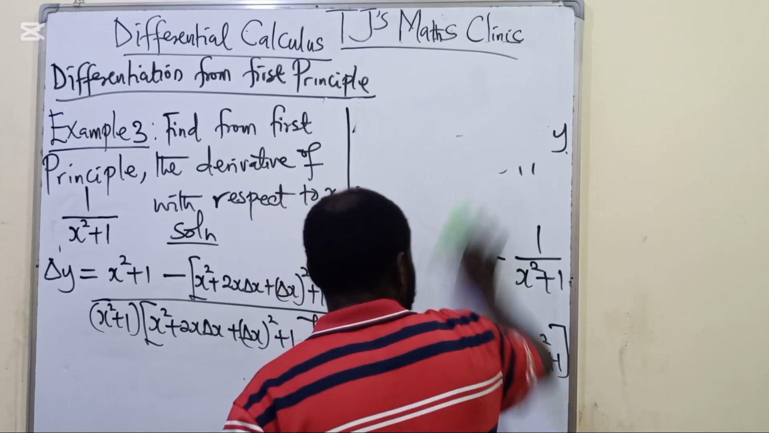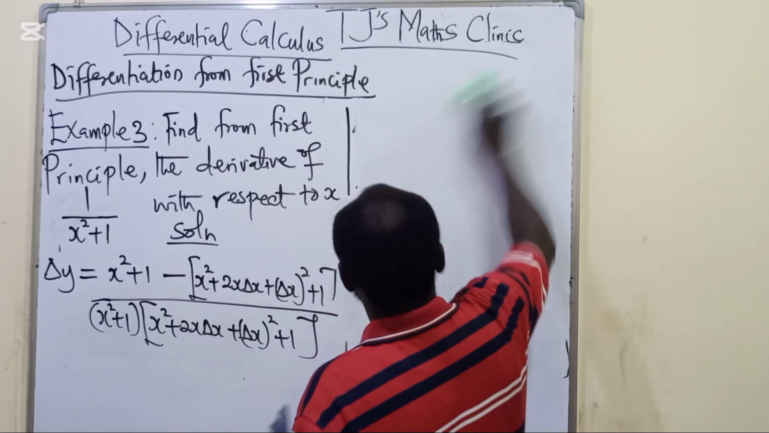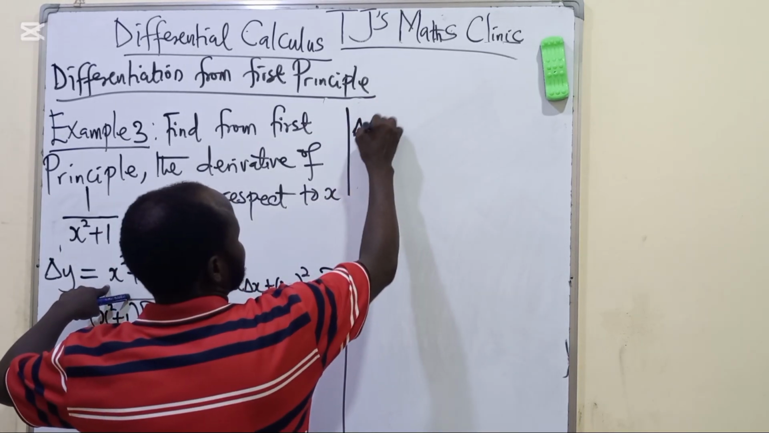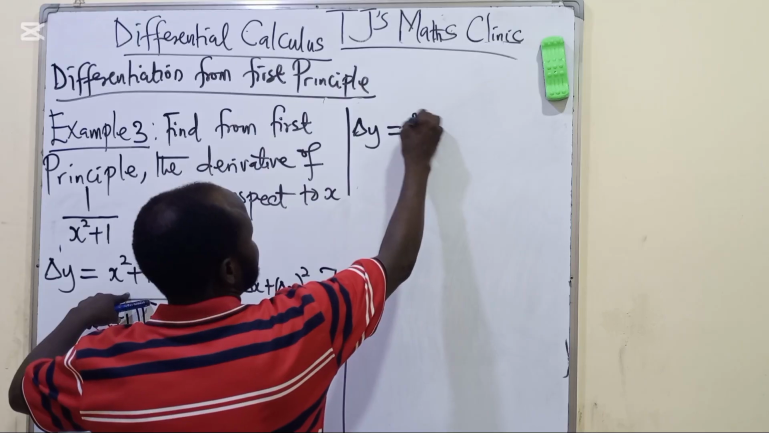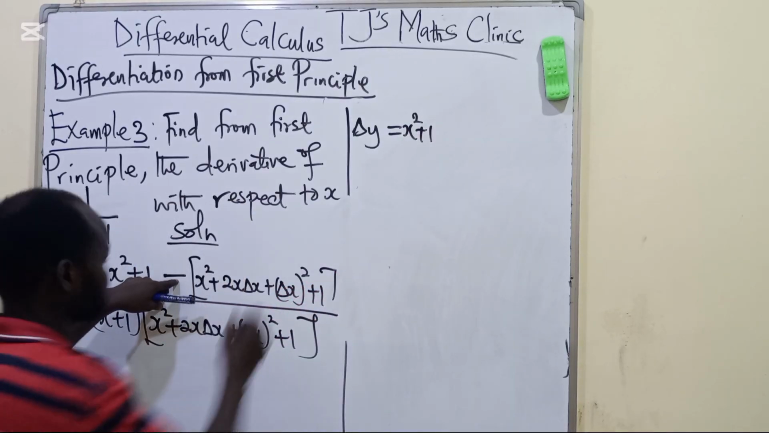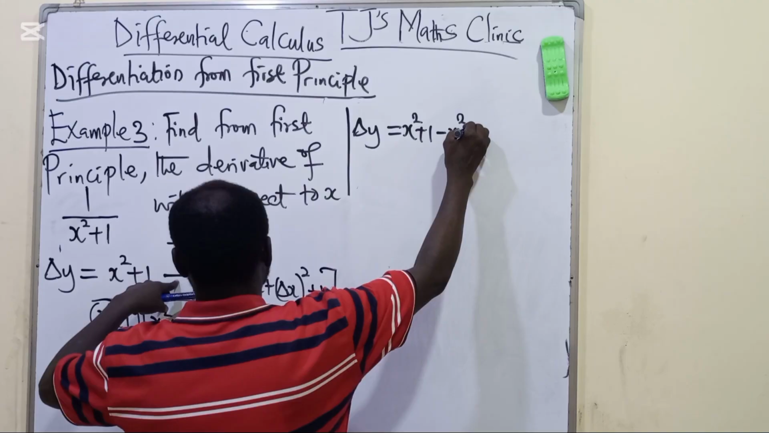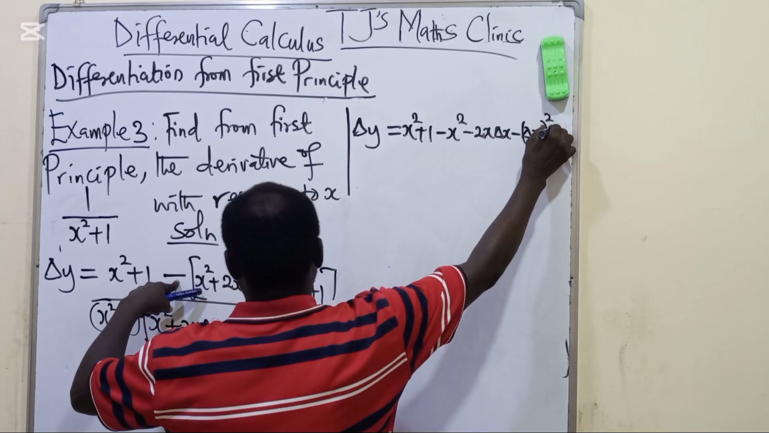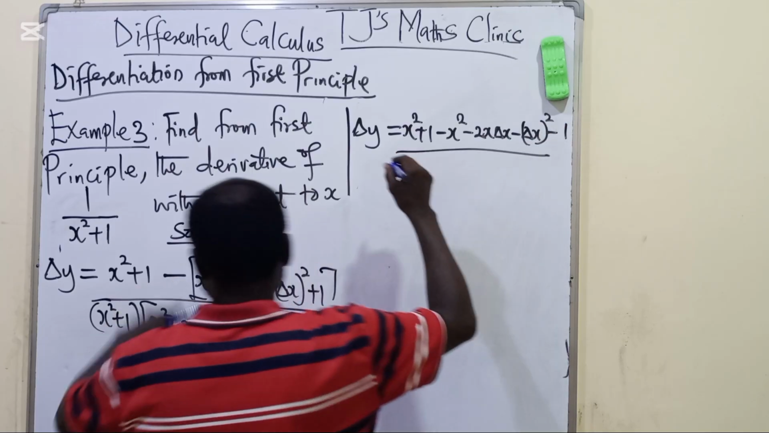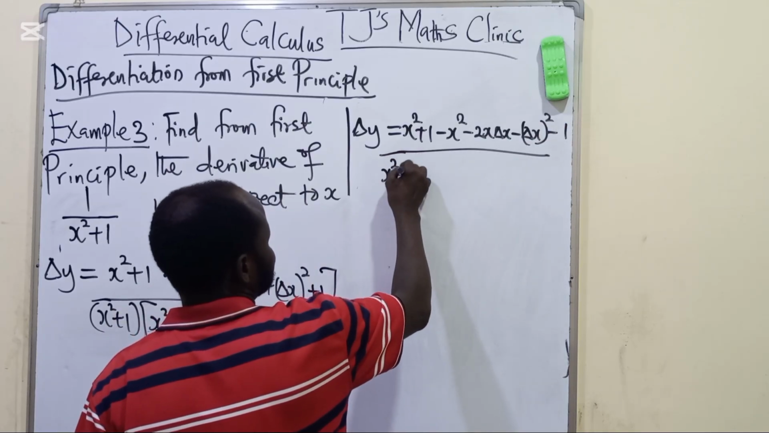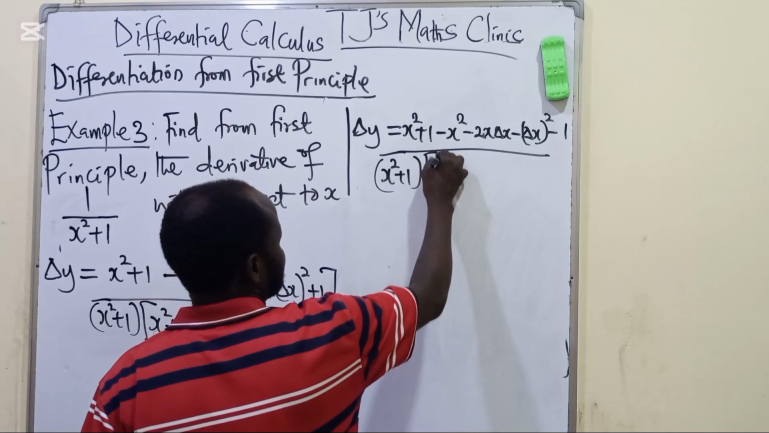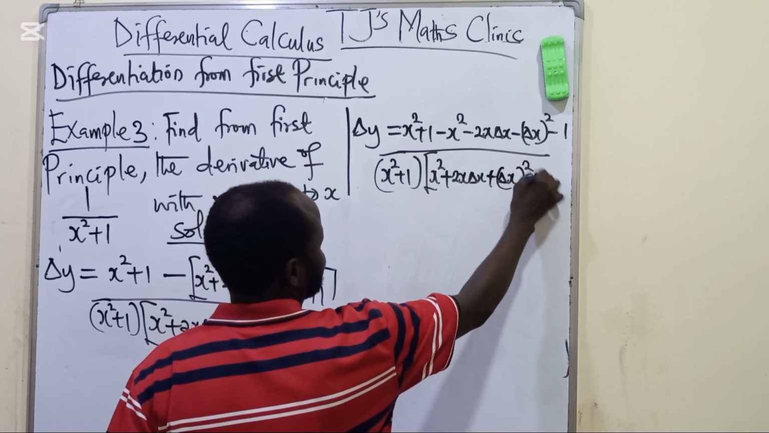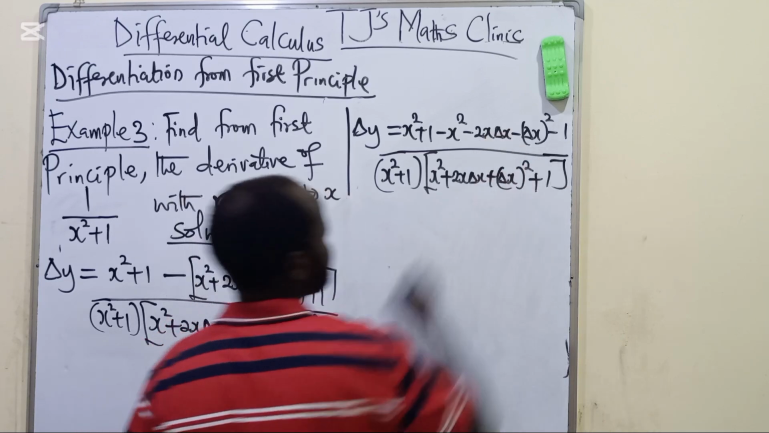Permit me to clean here so that we can work on that. Let's open the bracket in the numerator. Our change in y now will be x squared plus 1. This minus will distribute. We'll have minus x squared minus 2x delta x minus delta x all square, of course, minus 1, divided by the LCM x squared plus 1. We have our square bracket x squared plus 2x delta x plus delta x all square plus 1. We close the bracket. Very important.